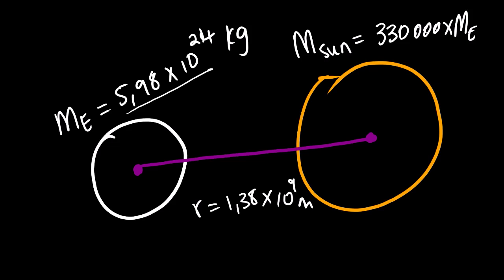So multiplying this 5.98 times 10 to the power 24 with 330,000, we find that the mass of the sun is actually 1.97 times 10 to the power 30 kg. So with this information, we can actually answer the question.